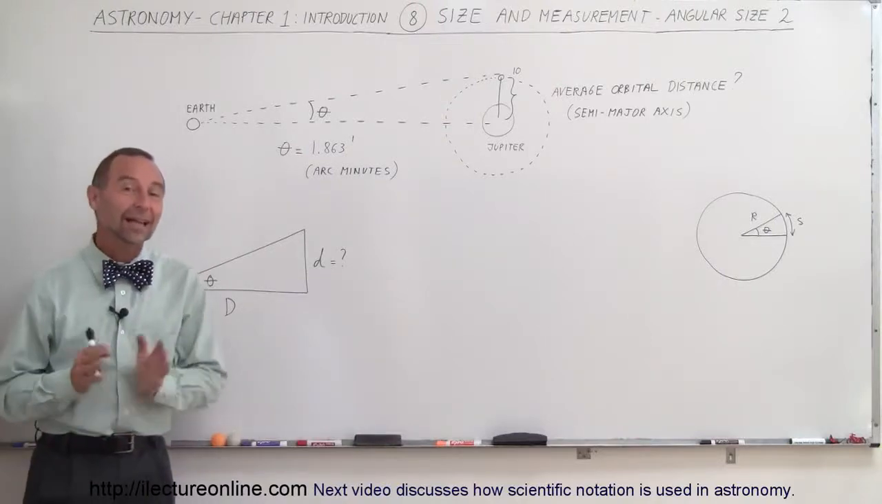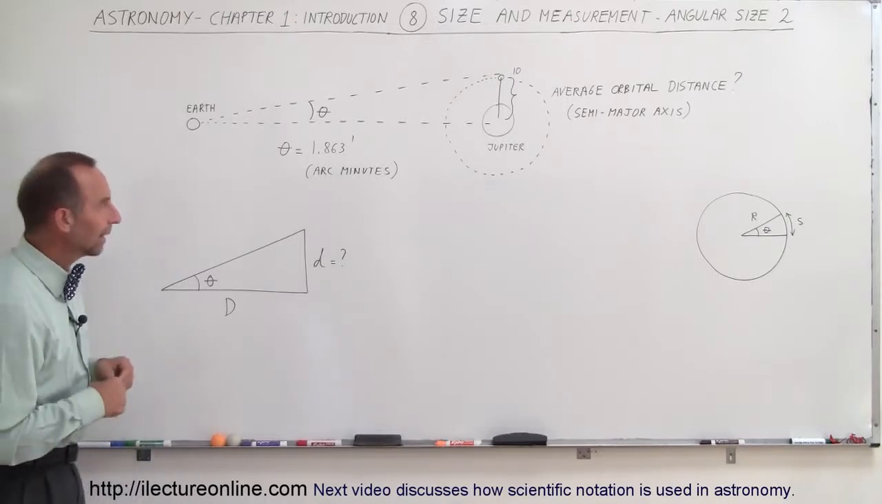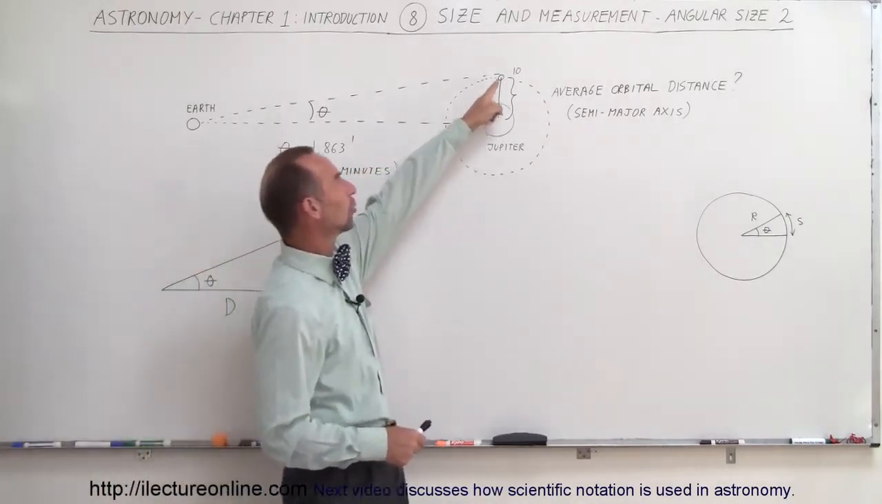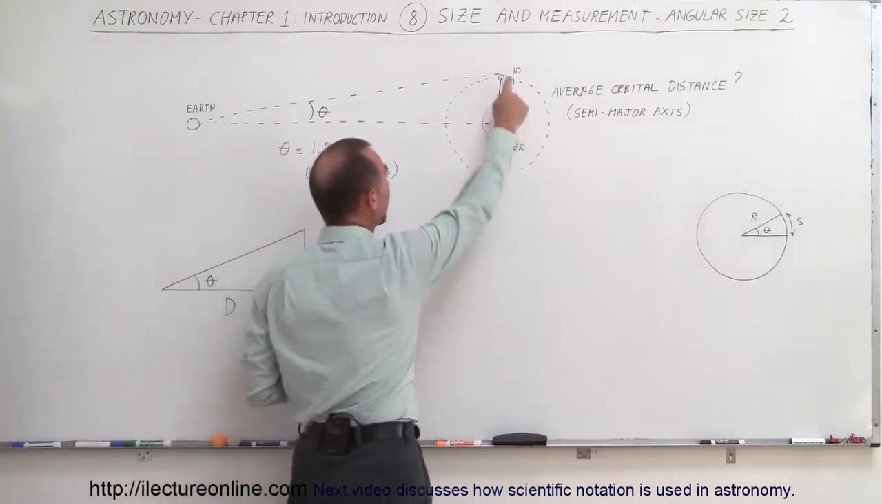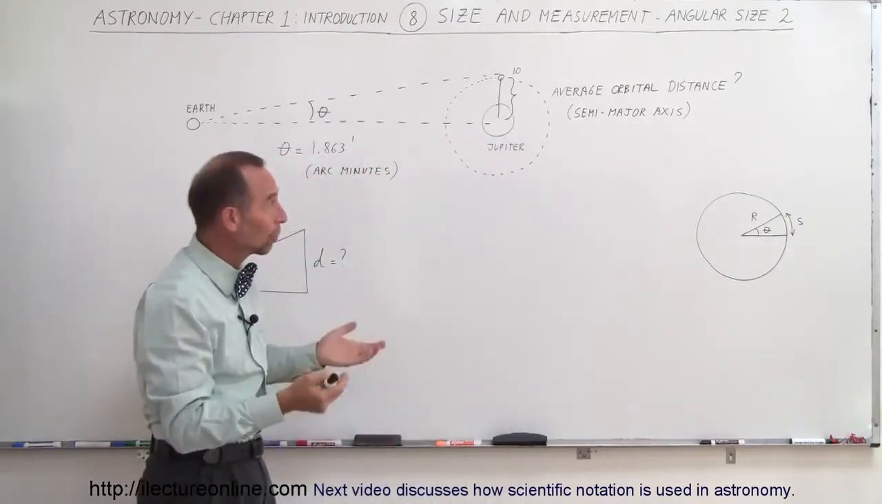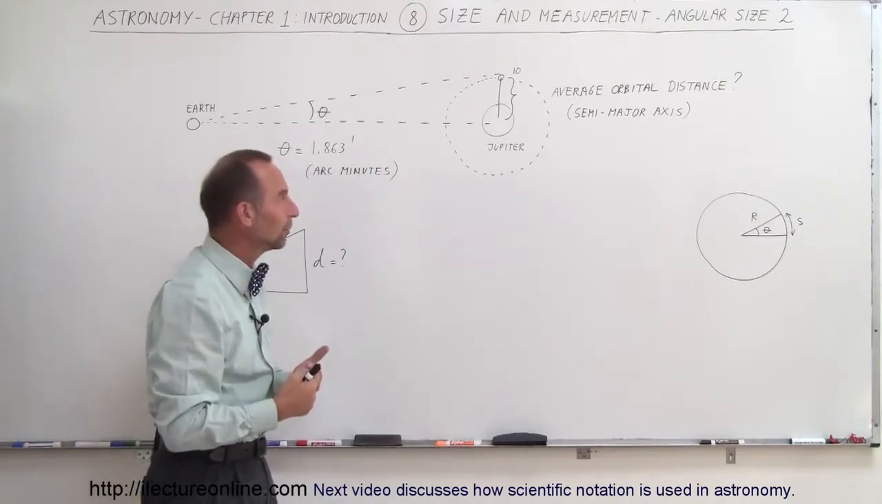Welcome to Lecture Online, and now let's take a look and see how we use angular measure in astronomy. Let's say, for example, that we're observing Jupiter and its closest large moon Io, and we're wondering how far away is Io from Jupiter. In other words, what is the average orbital distance of Io in its orbit around Jupiter, also known as the semi-major axis of its orbit.